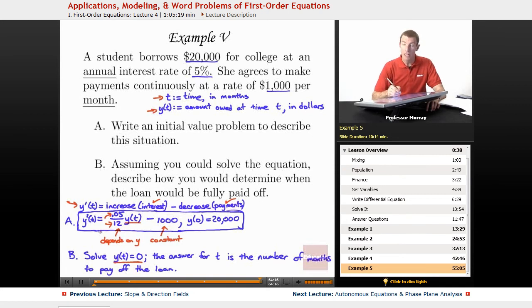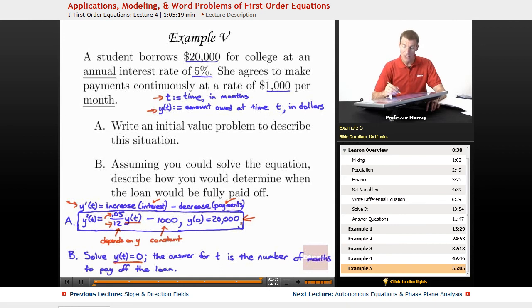And then her decrease is just the fact that she's paying off $1,000 a month. So we just subtract $1,000 from y prime there. So that gave us the differential equation. The initial condition reflects how much she owes initially, which was $20,000. So we got our initial value problem. That would be a linear differential equation, so we could solve it using our techniques.